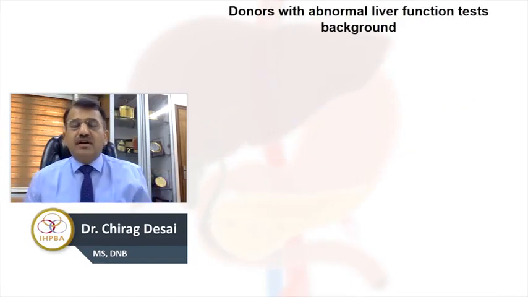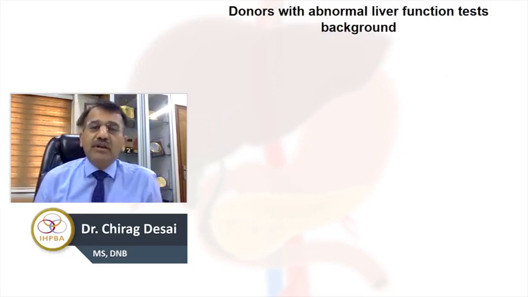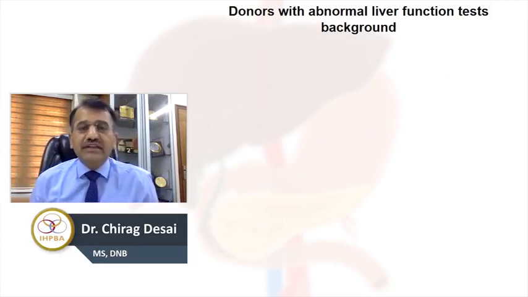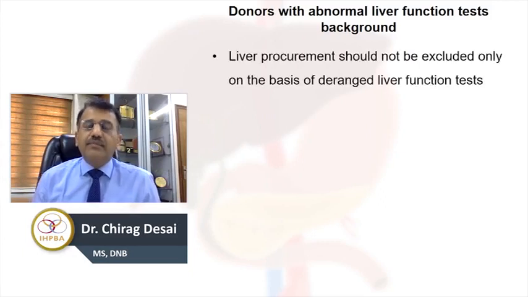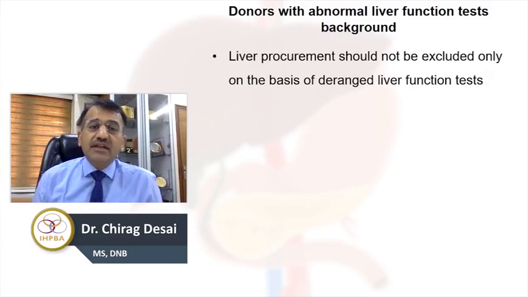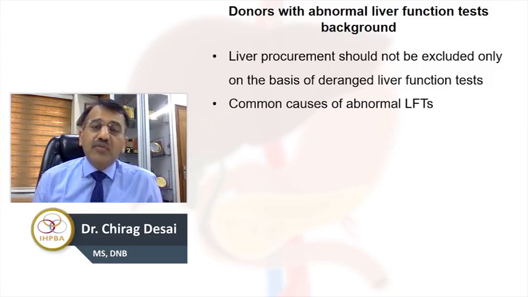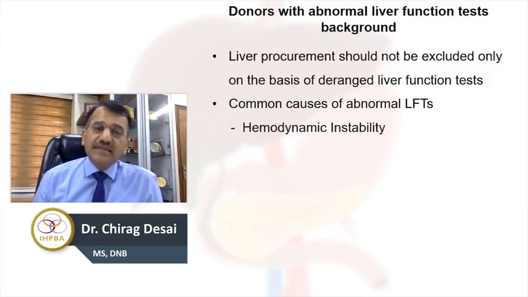Now, many times the potential donor in ICU shows slightly abnormal liver function tests. Now, how significant they are, how they should be interpreted, and how do we decide whether that liver can be used or not? Liver procurement should not be excluded just on the basis of slightly deranged liver function tests, because the common causes of abnormal liver function tests in a potential donor are hemodynamic instability because of the brainstem death situation, steatosis, sepsis, and underlying liver disease.